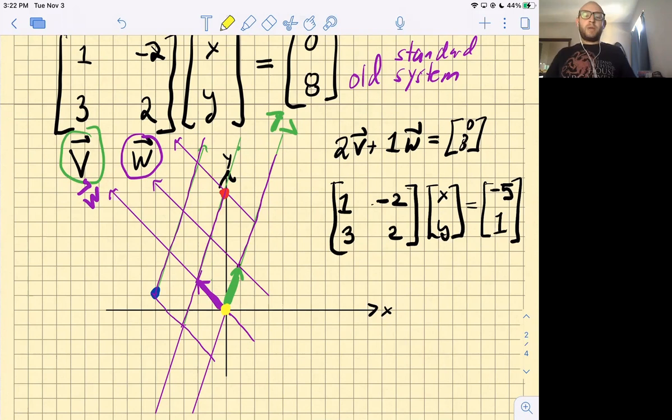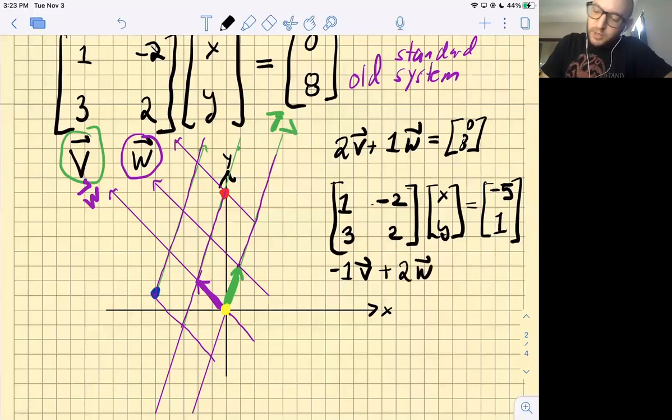Nice, and exactly. You go up two W, two purple arrows, and you go backwards with one green arrow. So what does that tell us about the answer to our system? To get to the blue dot, which is on the old grid, it's -5, 1. We just have to walk. We know from the picture that to get to the blue dot, we would use -1 V plus 2 W. That's what the blue dot would equal. So that tells us that in our system, we want X equal to -1, and we want Y to be equal to 2.